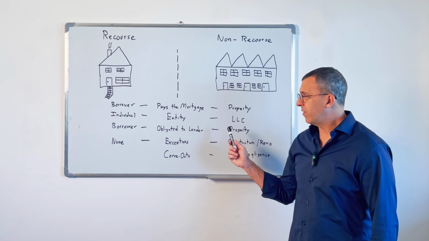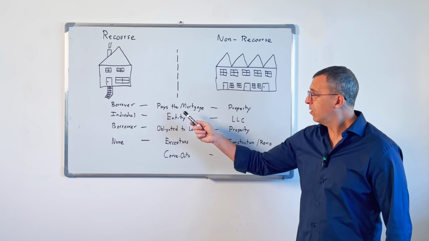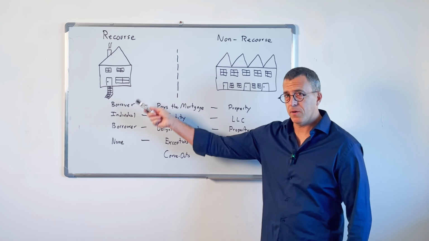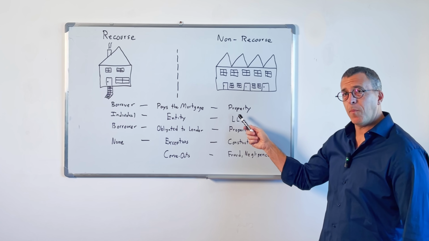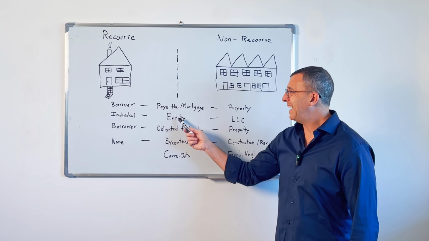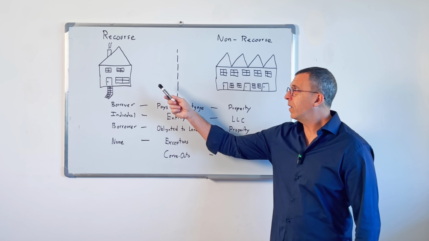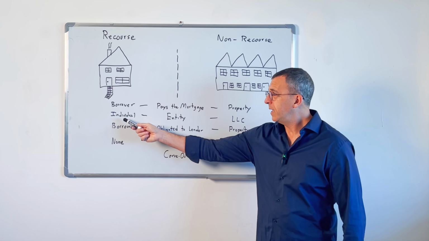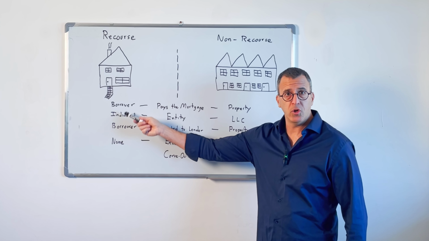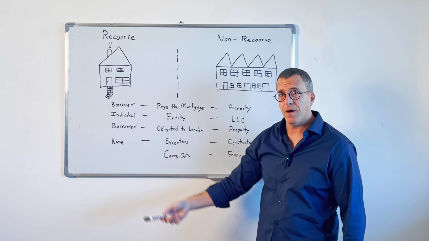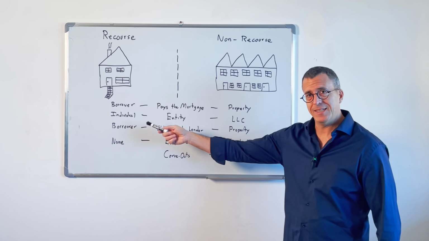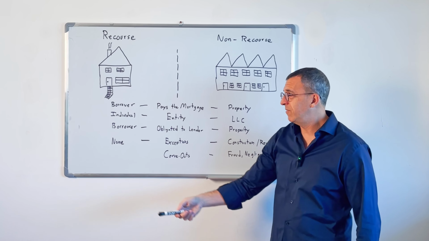And let's talk about a couple other things. Just as we've been speaking about, who pays for the mortgage? Well, in a residential property, it's going to be the borrower. On a commercial property, the property is going to pay the mortgage. What kind of an entity is usually the borrower? Well, in a single-family residential, it's just an individual. I think it has to be in the name of an individual.